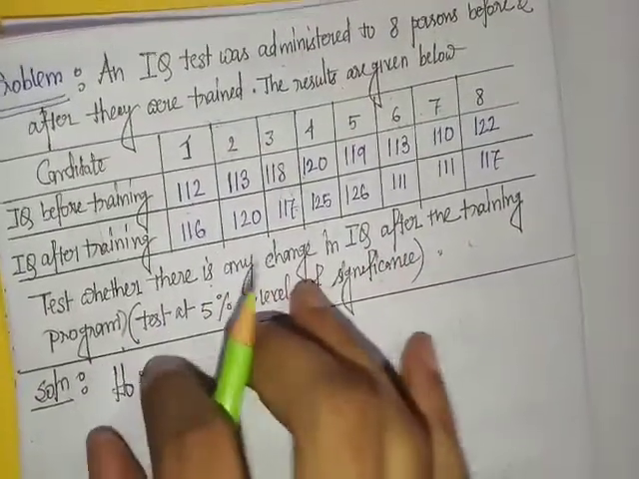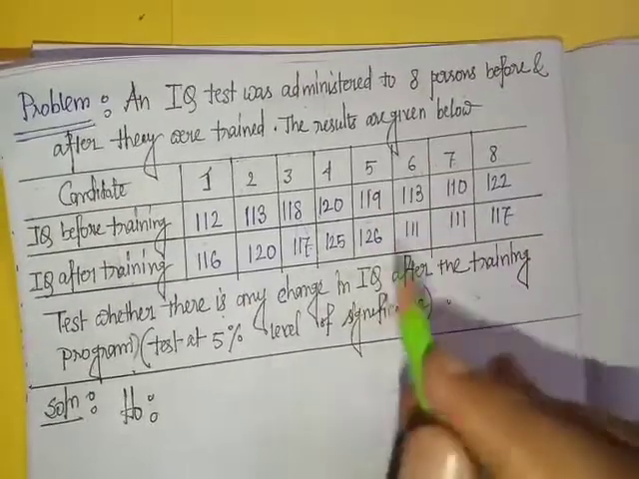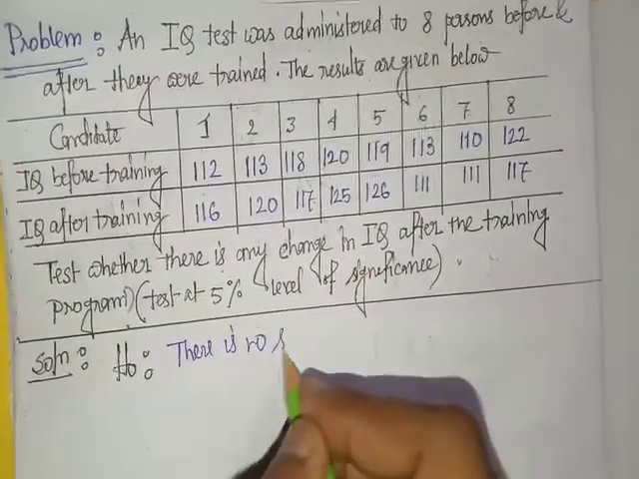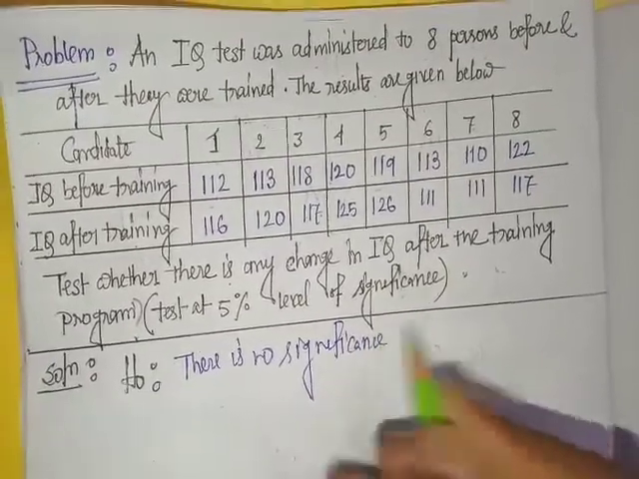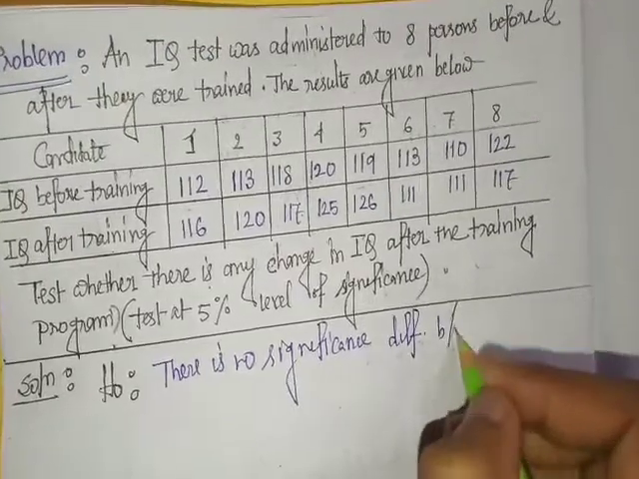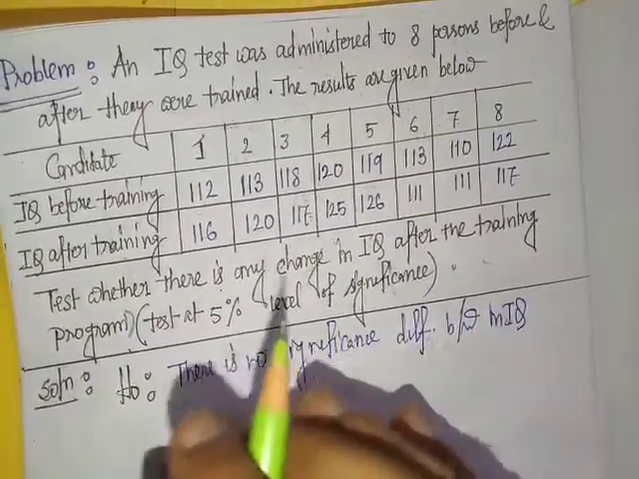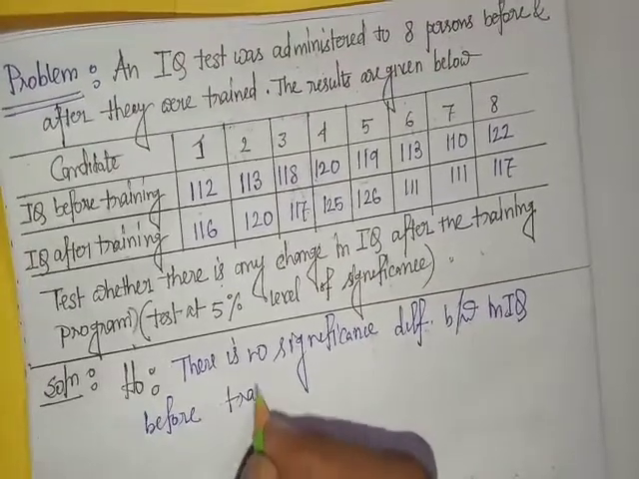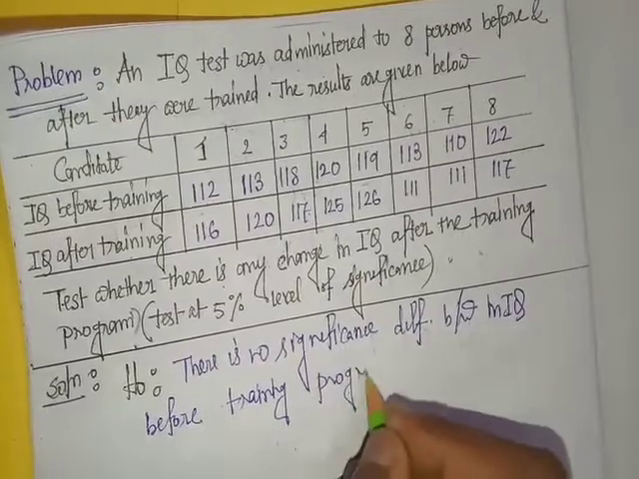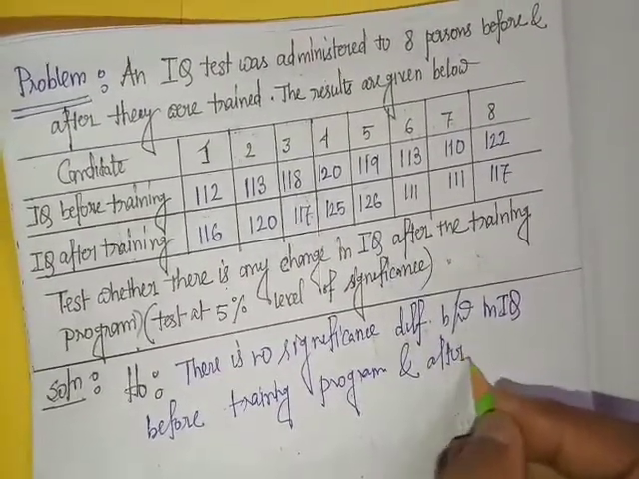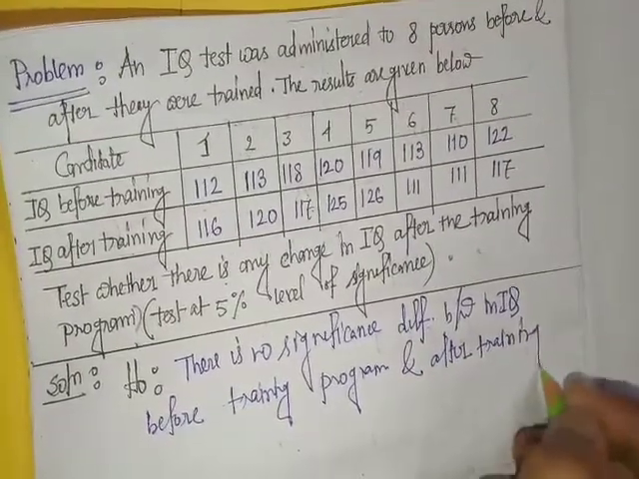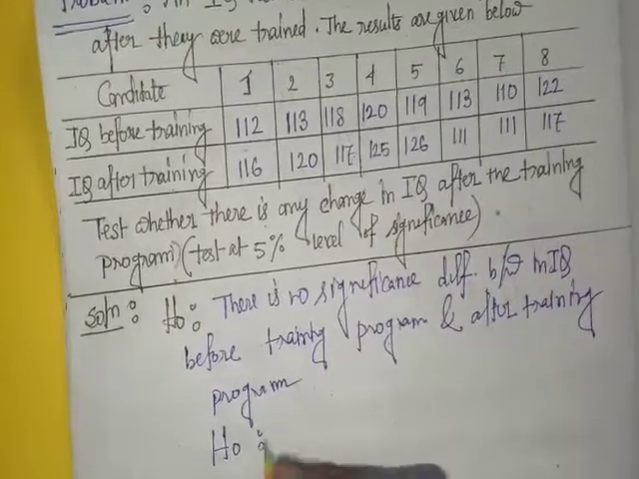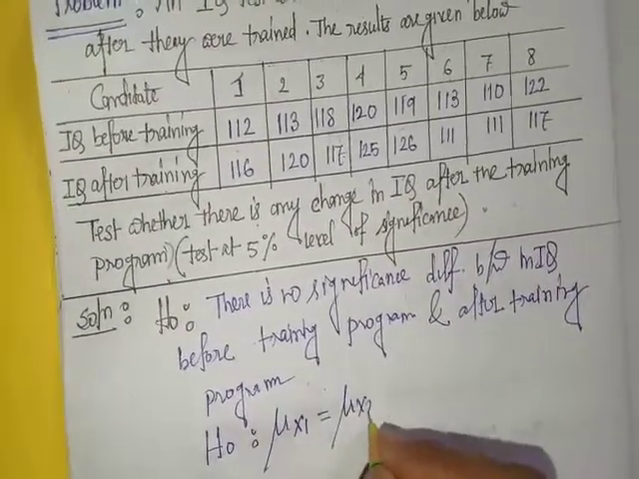The null hypothesis is: there is no significant difference in IQ before training program and after training program. That is, mu x1 equal to mu x2.